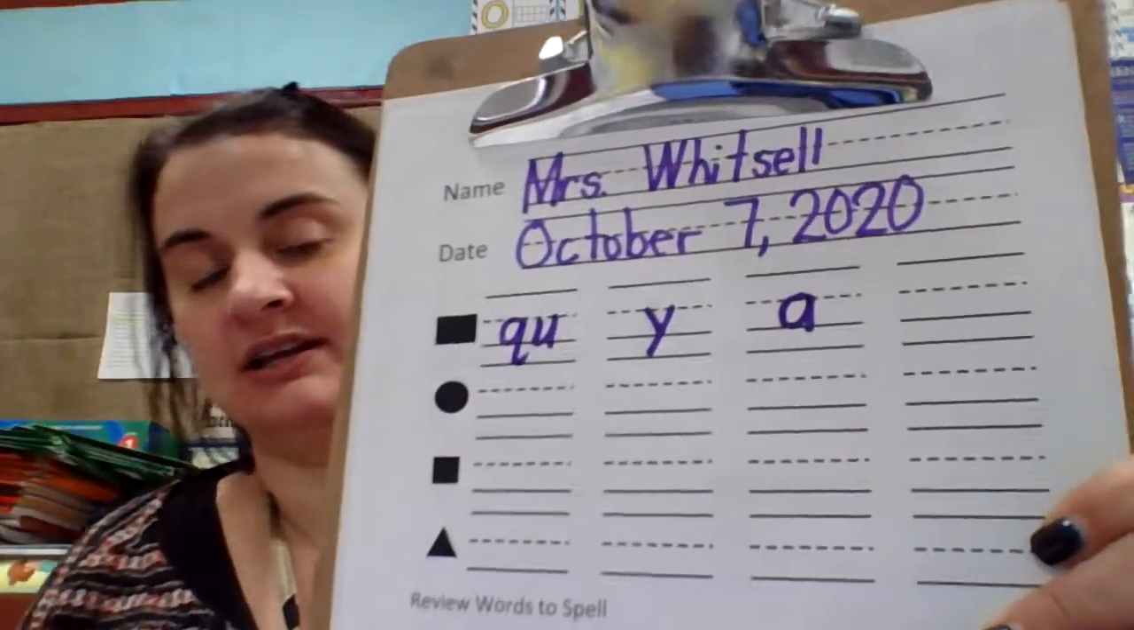Now we're going to work on our vowel sounds. Remember that the vowel sounds in English are different than the vowel sounds in Spanish. So the first one is ah. Write the vowel that says ah. Write it. Then check it. Did you write A?